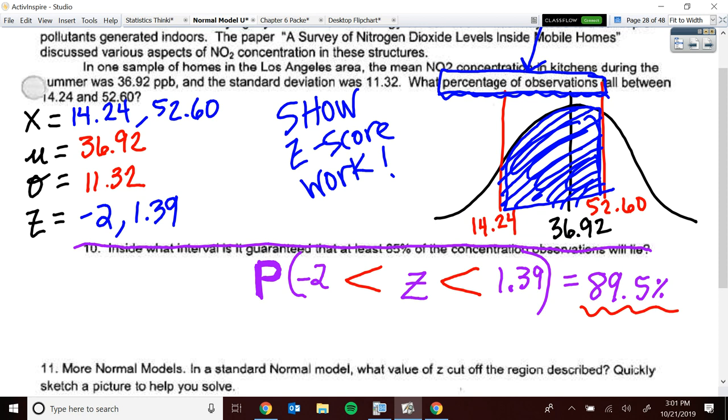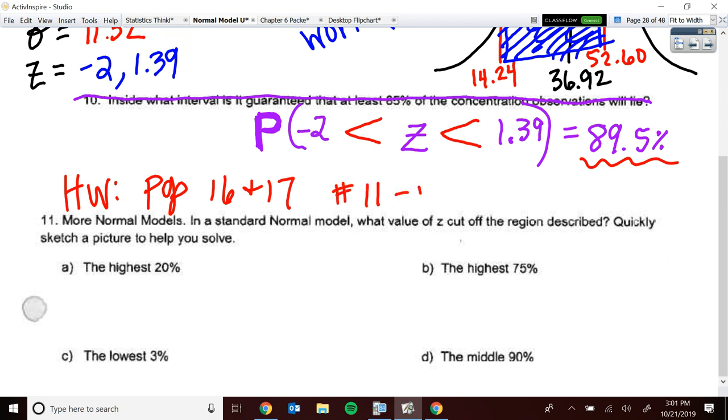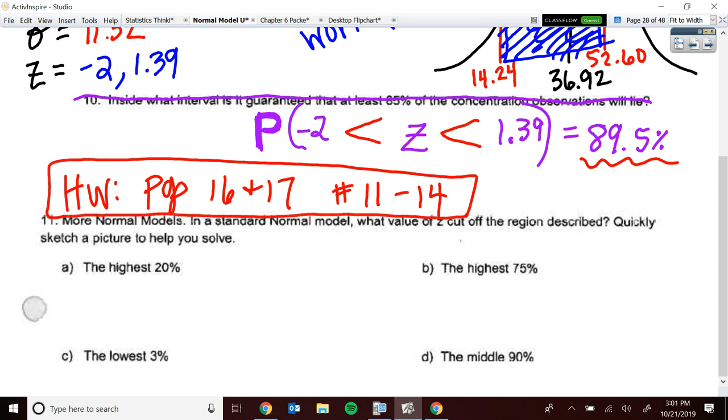All right. So that context application, that's where it has to be. But in your homework, I do have some basic little questions. So your homework is pages 16 and 17, numbers 11 through 14. And the good thing is that we don't add anything new tomorrow. It's just going to be continued practice and letting this stuff sink in, because this is a lot of stuff. What information is it giving me? Okay. All right.